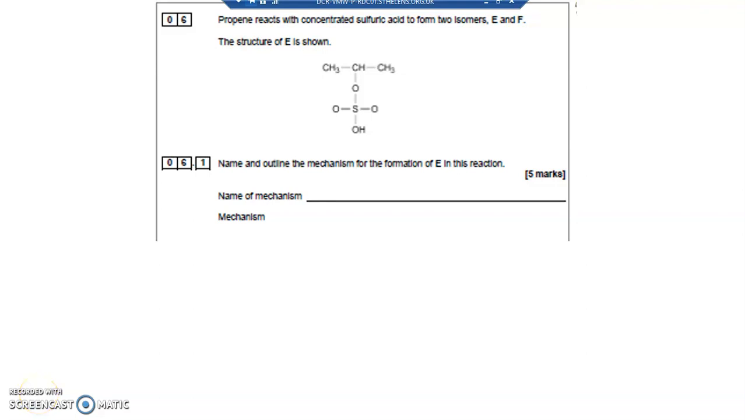Question 6. Propene reacts with concentrated sulfuric acid to form two isomers E and F. The structure of E is shown below. So, name the mechanism. The mechanism is electrophilic addition, we'll have a look at that in a minute.